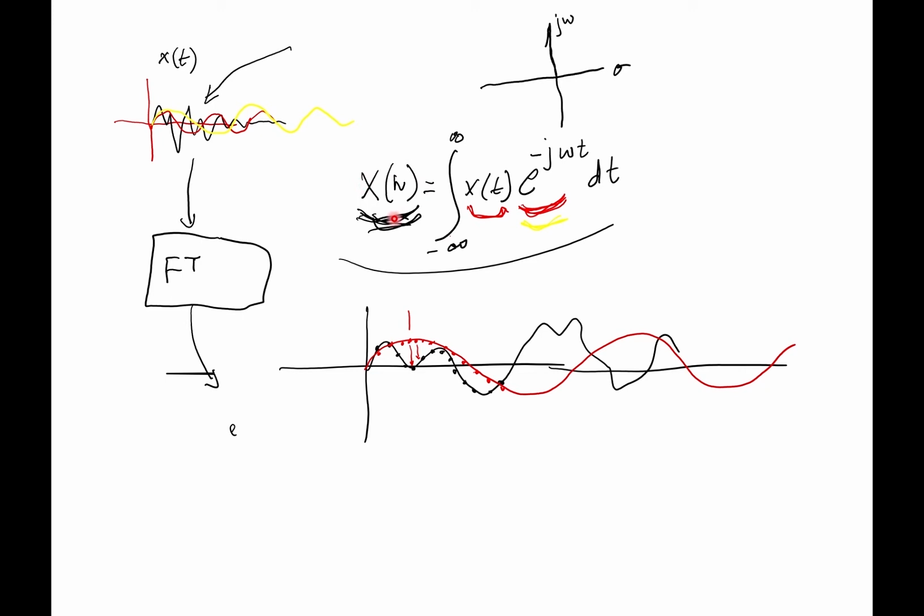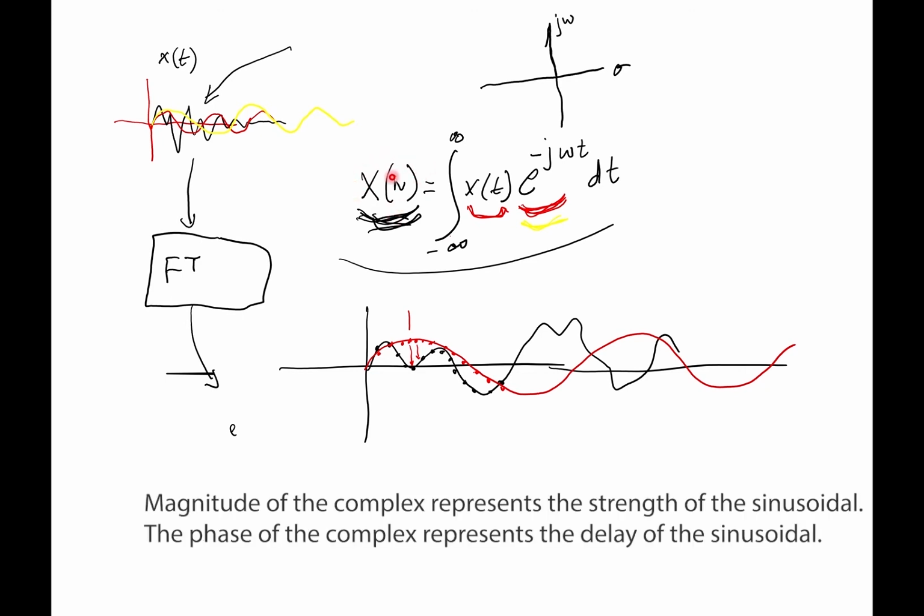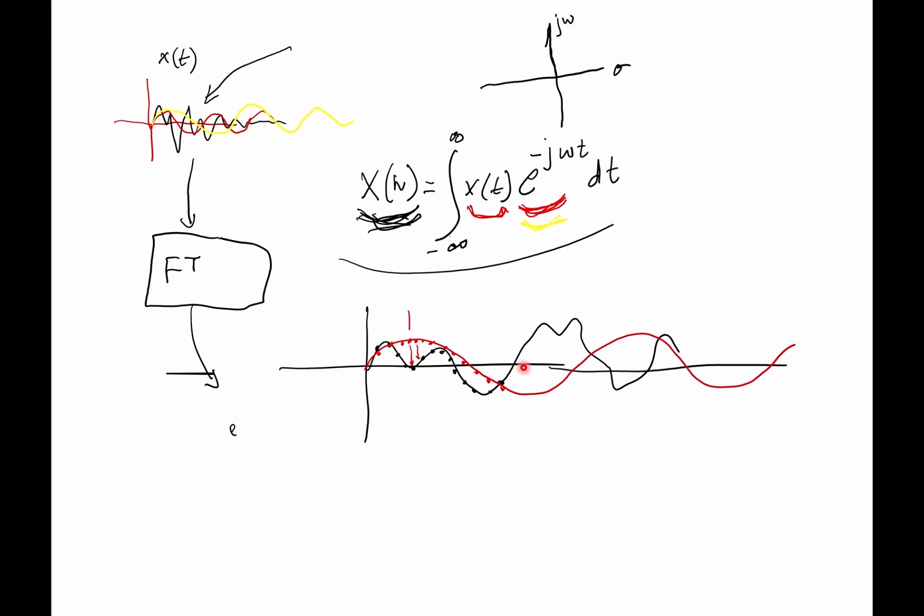You will get a number, and that X of omega is usually complex. It tells you the amplitude, and the phase tells you whether it started here, or here, or here, and that's the Fourier transform.